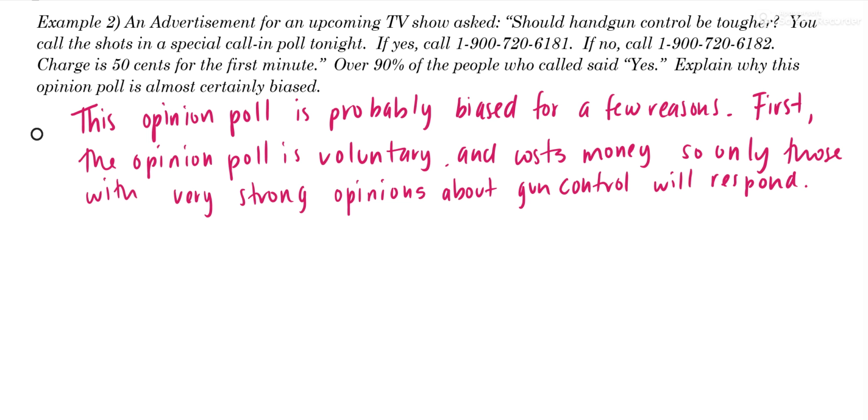Okay. So first of all, the opinion poll is voluntary, costs money, so only those with very strong opinions about gun control will respond. So that's clearly not going to represent everybody. It's only going to represent people with strong opinions. We got another issue as well, though. How would you know to actually call in and vote on this poll? Well, this was an advertisement for an upcoming TV show. So that, in a way, is sort of a convenience sample. If the TV station is interested in finding an opinion about this poll, the easiest way for them to do this is to actually advertise for this poll to be answered, which is what they did.